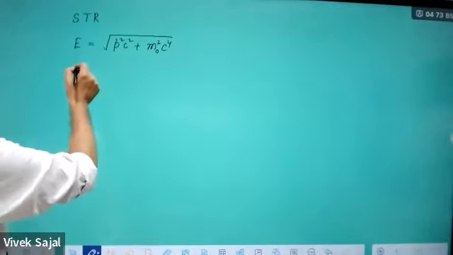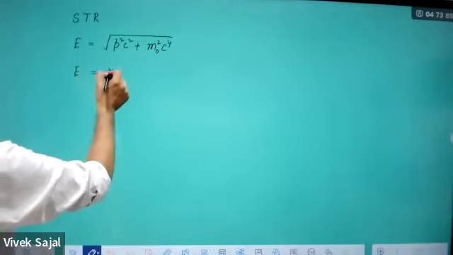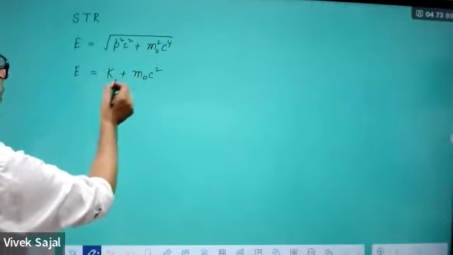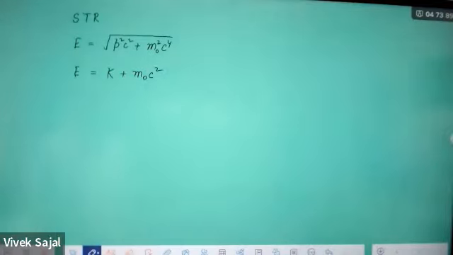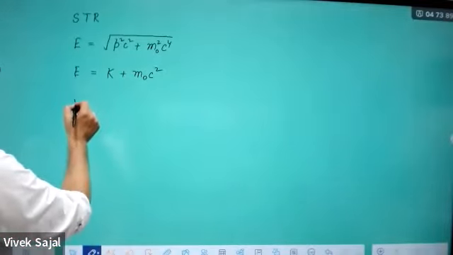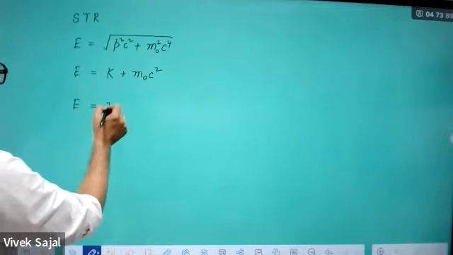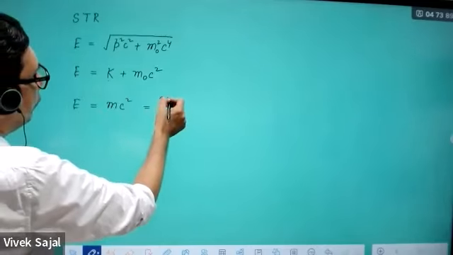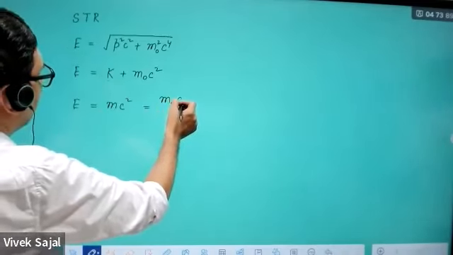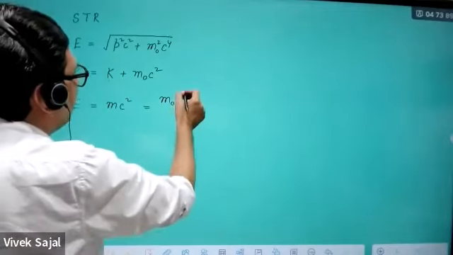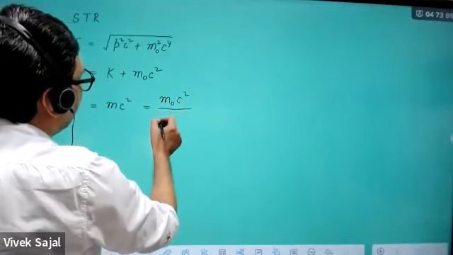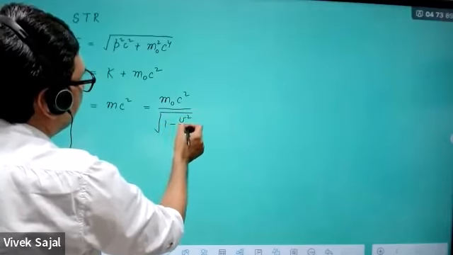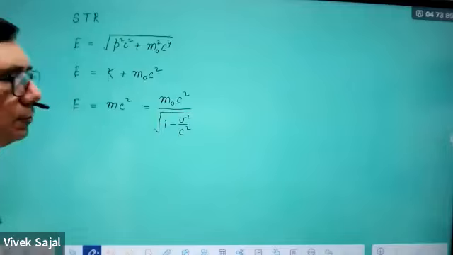Another formula is if kinetic energy is given, then kinetic energy plus rest mass energy. This will be the formula if kinetic energy is given. If they are providing you velocity, then you will use this E equal to mc square, and this is relativistic mass. So your formula will be m naught c square divided by square root of 1 minus v square upon c square. This formula you are going to use.